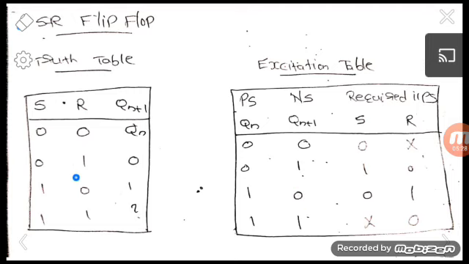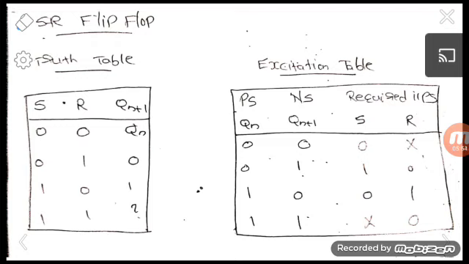For that condition we can take these inputs, that is, when s equal to 0 and r is equal to 1, we know that the output of the flop is 0. Whatever may be the previous output condition, the output of the flop will always be 0. No other combinations are possible, so for changing the output from 1 to 0, we have to apply s equal to 0 and r equal to 1.